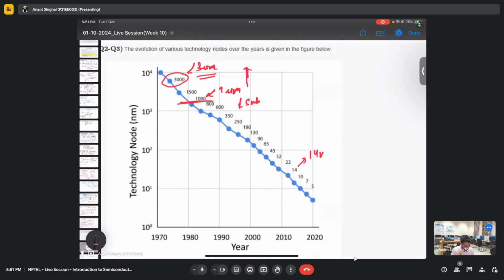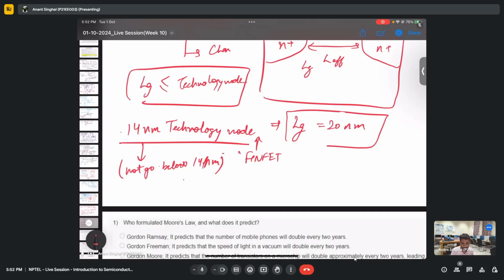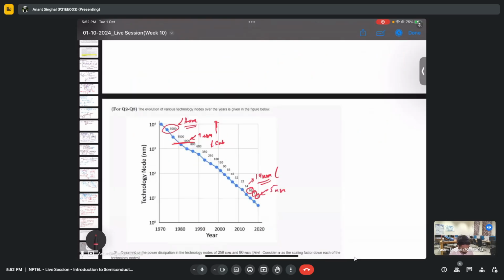So for the 14 nanometer node, the gate length will not go below that specified node. This is what we are defining as a node. It can have different gate lengths, but it will never go below 14 nanometer. And if it is going, then we need to have a newer technology node. Similarly, as you said, the 5 nanometer node came around for Samsung around 2020, and the channel length was around 7 nanometer when this came.